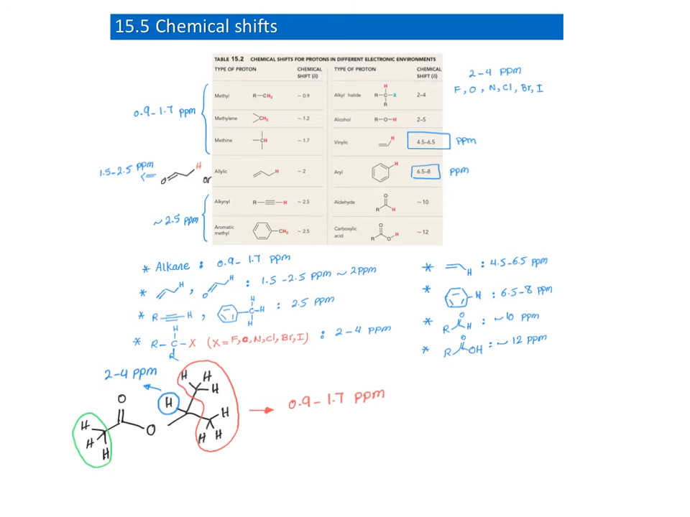And then we have these protons. Again, these hydrogens are connected to the carbon, and that carbon is connected to the double bond. So look at here, hydrogen connected to the carbon, which is connected to the carbonyl. So we expect to see that somewhere between 1.5 to 2.5 ppm.